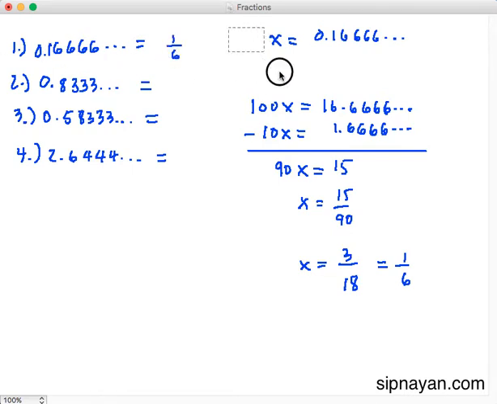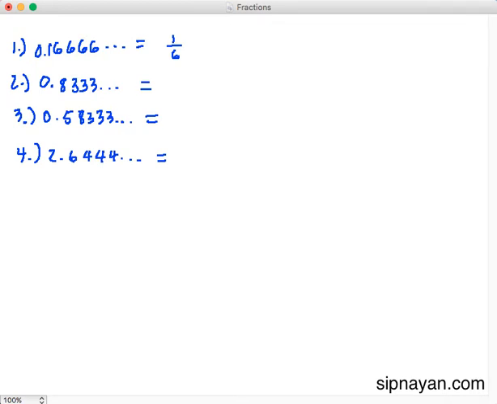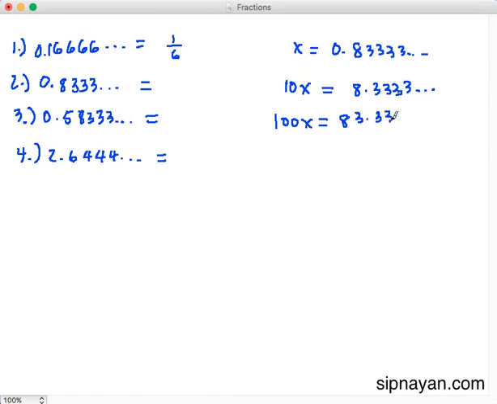Okay? Sa pangalawang number, we have 0.8333. So, let x be equal to 0.83333 and so on. Dapat magkaroon tayo ng decimal na merong 0.3333 sa decimal place. So we have 10x equals 8.3333 and so on. Hindi tayo pwede dito mag-subtract. Mas maganda kung mag 100x tayo, magkakaroon tayo ng 83.3333 and so on. And then we subtract again.